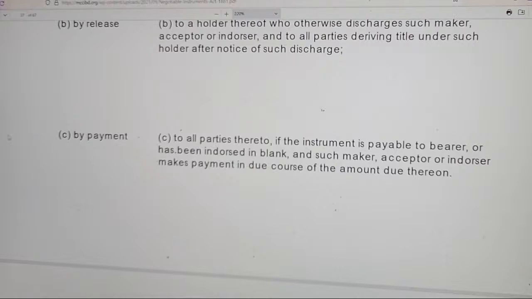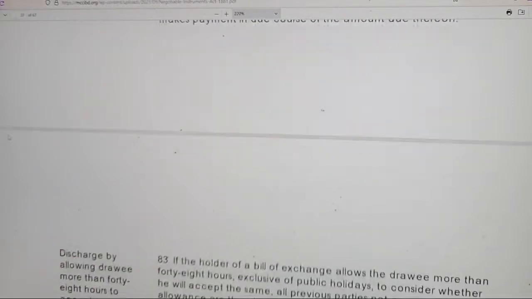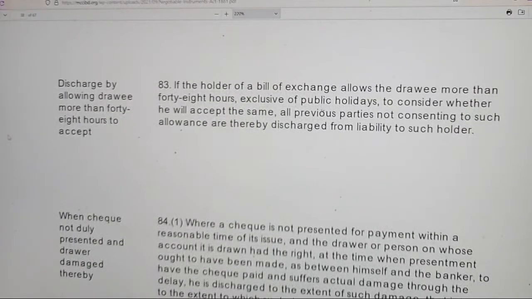And C, by payment. To all parties thereto, if the instrument is payable to bearer or has been endorsed in blank, and such maker, acceptor, or endorser makes payment in due course of the amount due thereon. Discharge by allowing drawee more than 48 hours to accept. 83. If the holder of a bill of exchange allows the drawee more than 48 hours exclusive of public holidays to consider whether he will accept the same, all previous parties not consenting to such allowance are thereby discharged from liability to such holder.